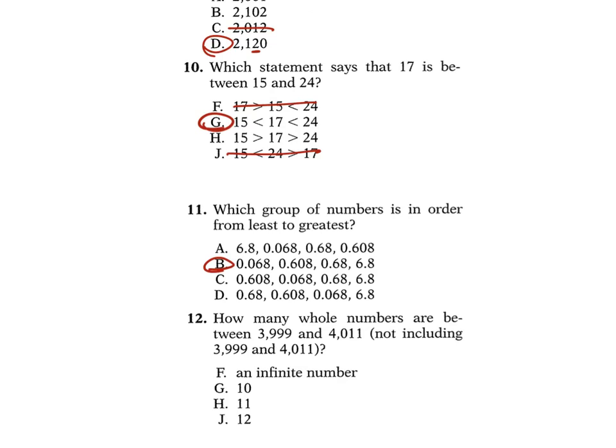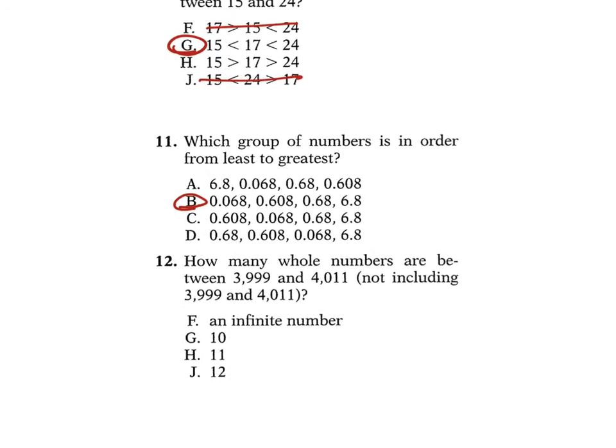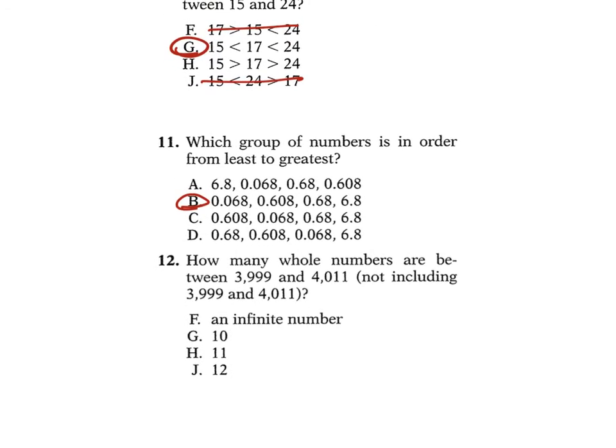For 12, it says how many whole numbers are between 3,099 and 4,011, not including the 2. So if we subtract these two, we would get that answer. Or you could say 3,099, then there's 4,000, that's 1. 4,001 is 2. 4,002 is 3. 4,003 is 4. Okay, let's start over again.